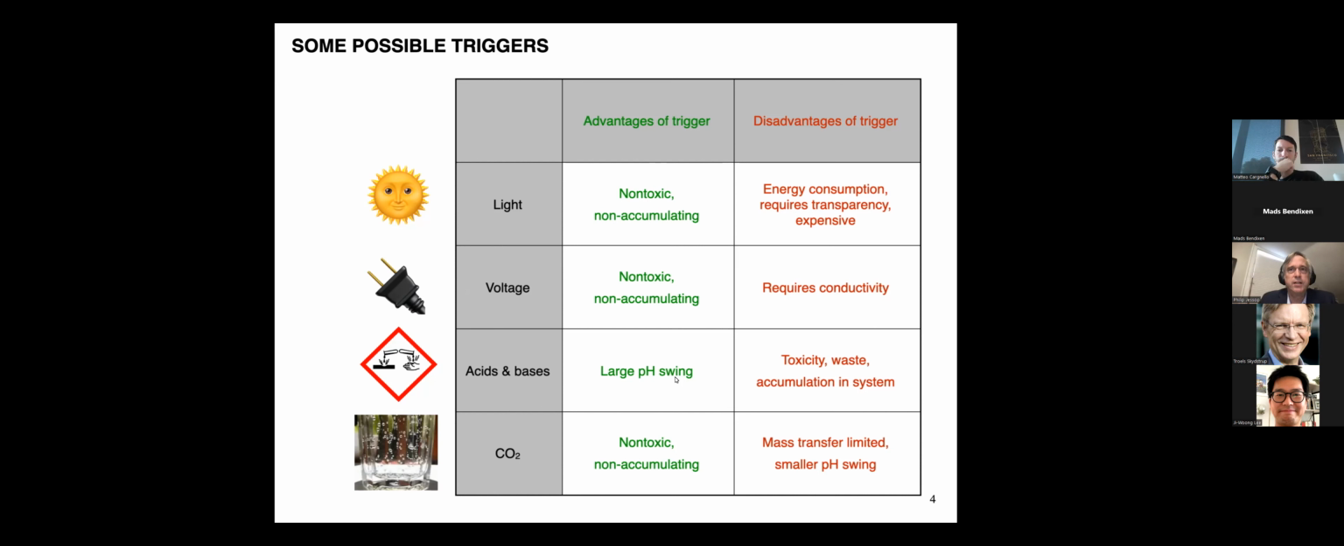But the disadvantage here is strong acids and bases are toxic. Every time you cycle the material, you're creating salt waste, and that salt waste can accumulate in your system unless you have some added expense step in which to remove it. And then you've got more waste material.